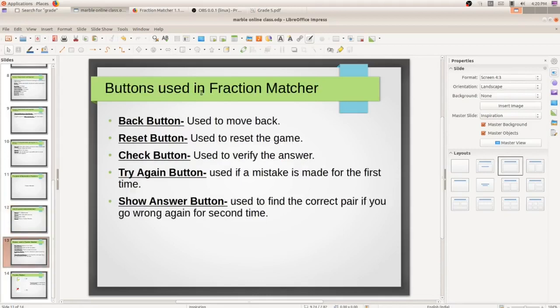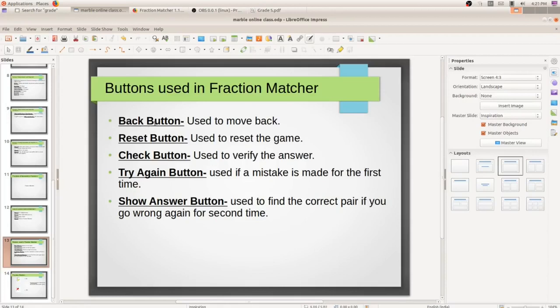What is the next topic? Yes, here I have written some of the buttons used in fraction matcher. This is a very important topic in this chapter, which will be asked in the exam. We are using some buttons in this software, and we will see what the uses of those buttons are. So what is the first button?